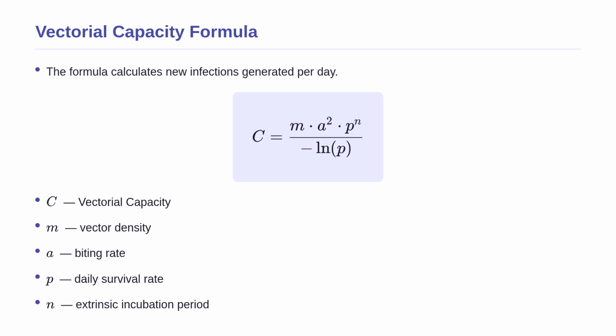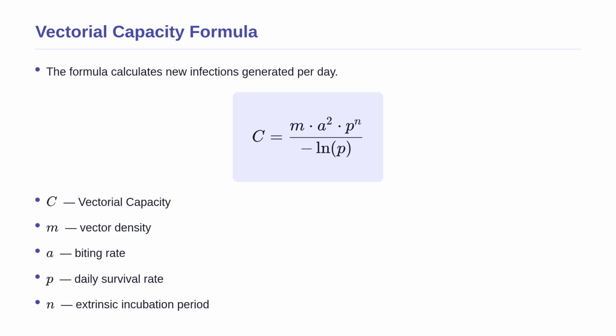This mathematical approach gives us a powerful equation to work with. Here is the formula for vectorial capacity, denoted by C. Conceptually, this formula combines the mosquito's population, its biting habits, and its lifespan to predict disease spread. Let us look at every symbol.